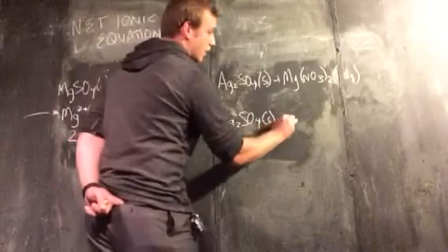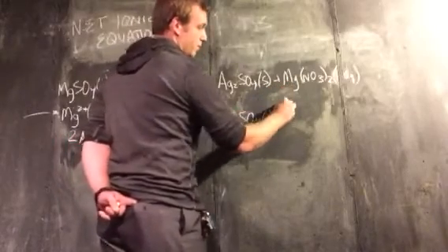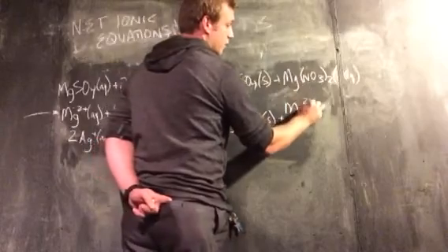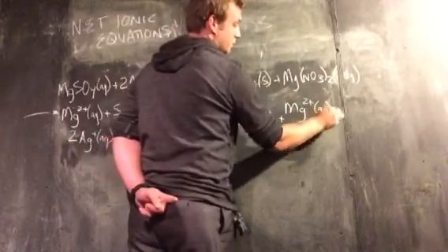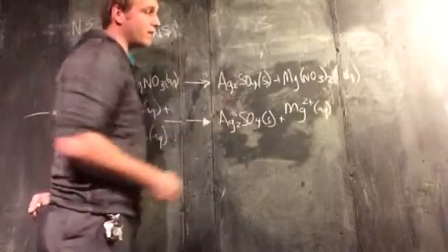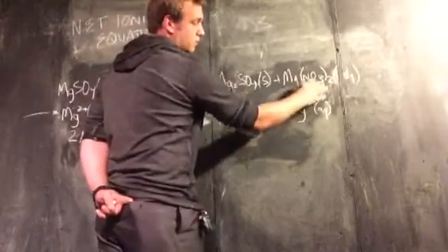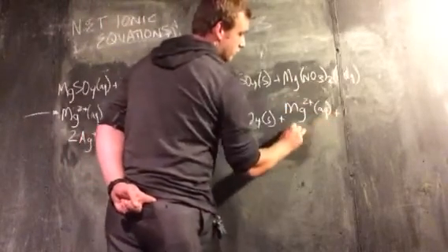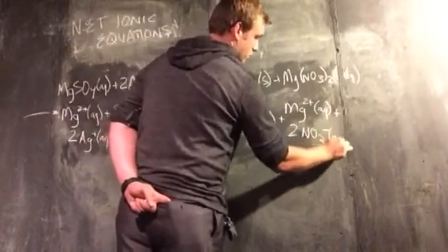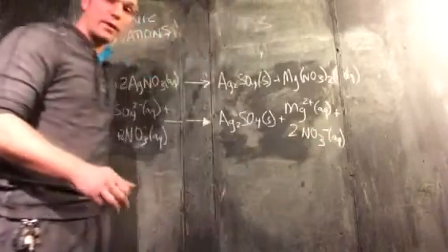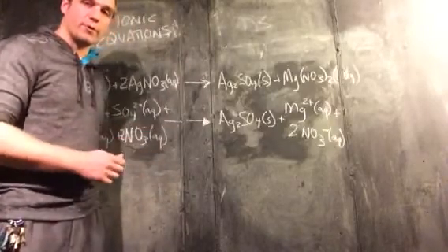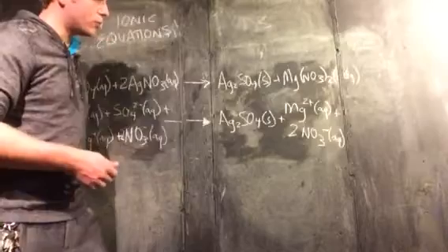Plus, I have a couple aqueous parts right there. I have 1 magnesium. Charge of magnesium is 2 plus, it is aqueous. And then I have 2 nitrates, so plus 2 nitrates. Usually I would write down the same line, and I would encourage you to do so. I'm obviously going to run out of room and you won't be able to see what I did.